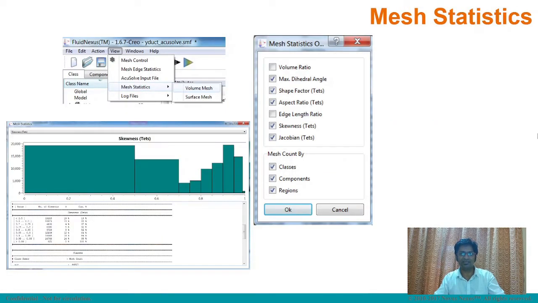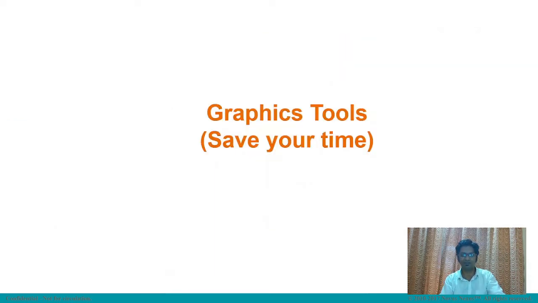One can also see the mesh statistics. We have an option in the view tab, view mesh statistics, and one can select the appropriate quality criteria, and based on that you will see the details about elements in the context of that criteria. So these are some of the ways by which you can control your meshing parameters, and you can generate the mesh as per your requirement. That's all about meshing. We will now see some graphic tools.